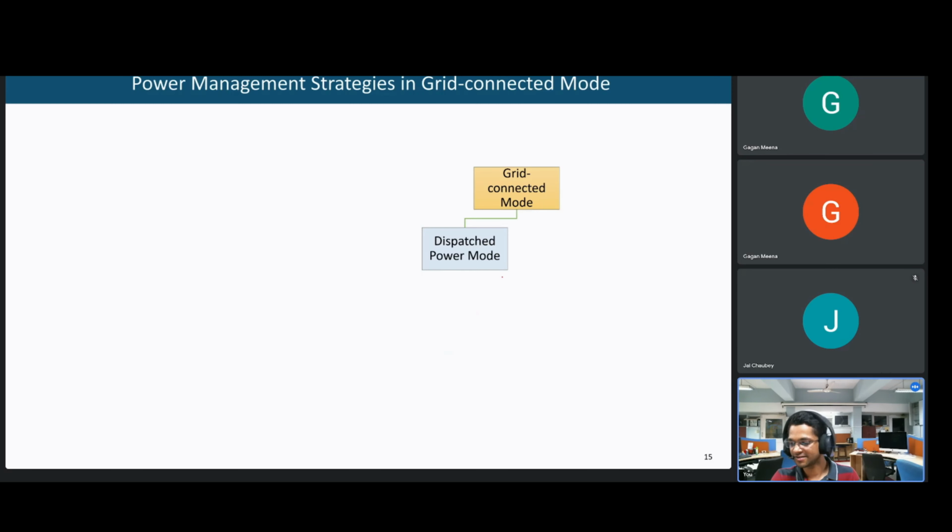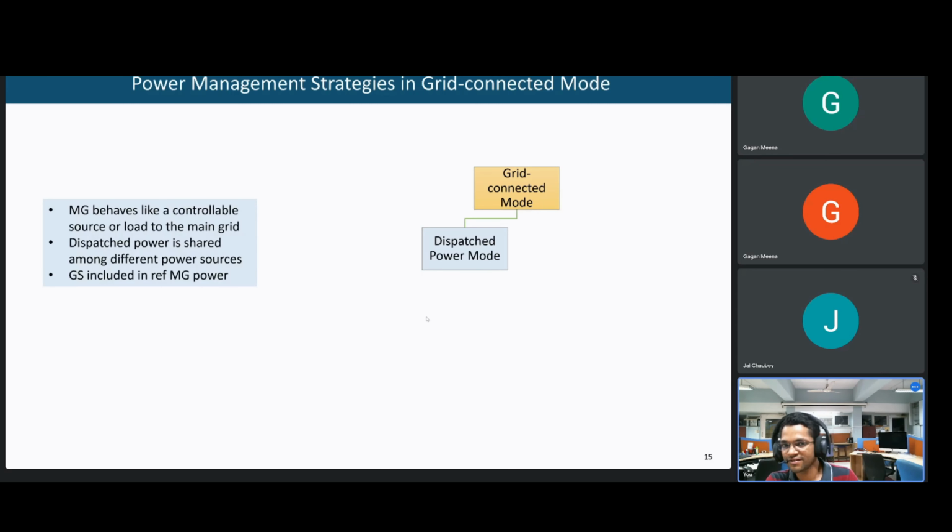Then the last thing that was discussed was power management strategies in grid connected mode. In grid connected mode, there are two different possibilities. Two strategies are possible. One is dispatchable power mode. In this, what happens? The microgrid can act both as a source and as a load. So it can give power and also accept power for charging the storage.